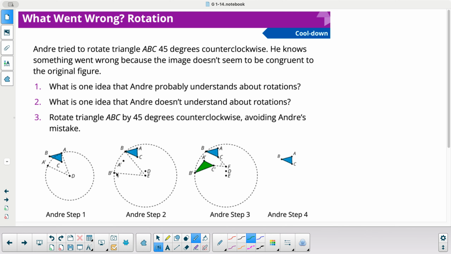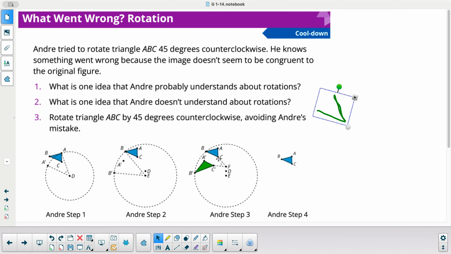Are the angles the same? Let's check the angles here. They look the same at first. Yeah, they look like they're the same. So A to A prime, B to B prime, C to C prime. Oh, I see the problem. He used a different center here every time. He went from center D, and then he did center E, and then he went to center F. So he's using different centers every time.